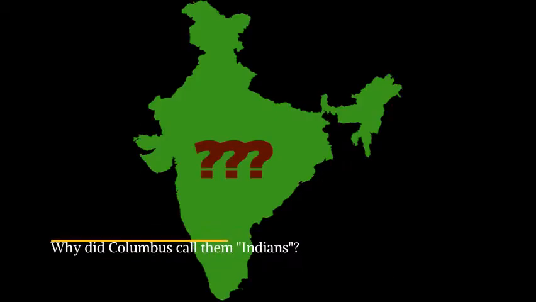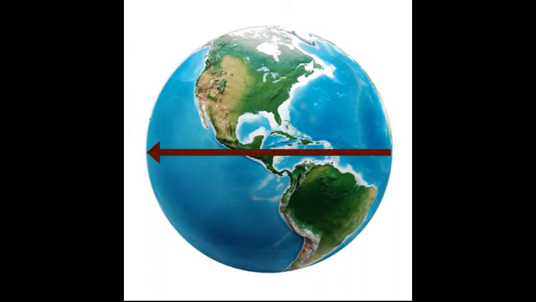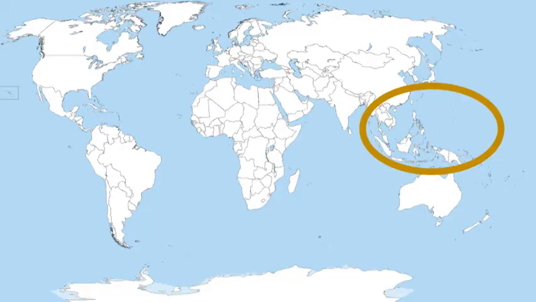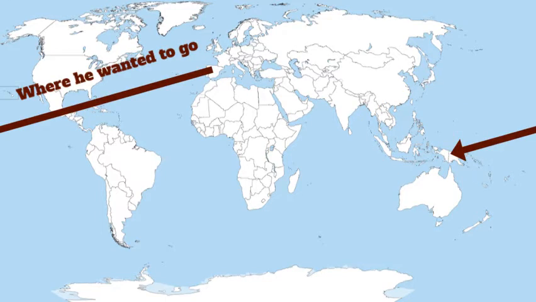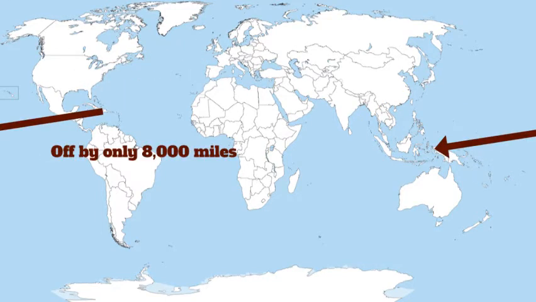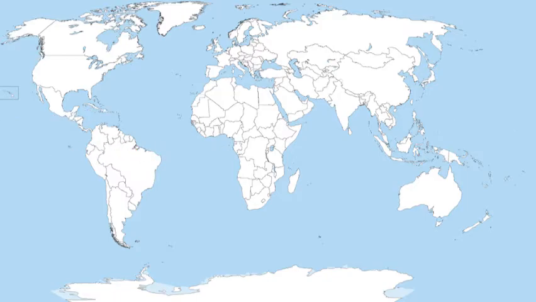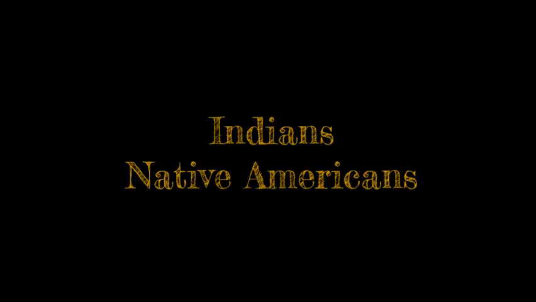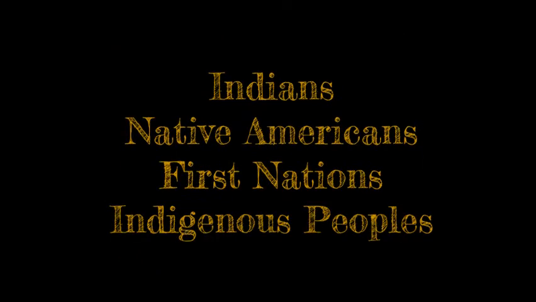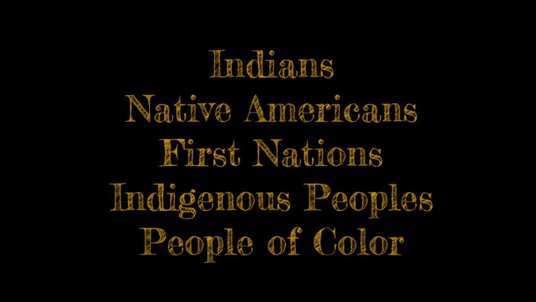Just an FYI, the reason Columbus called them Indians was because he calculated the circumference of the Earth incorrectly and thought that he had landed in what the Europeans called the West Indies, which are way over here. He was only off by like 8,000 miles or so. So for most of history, American Indians did not call themselves American Indians. They didn't call themselves Indians or Native Americans or First Nations or Indigenous peoples or people of color, though all of these names have been used to describe them as a group.